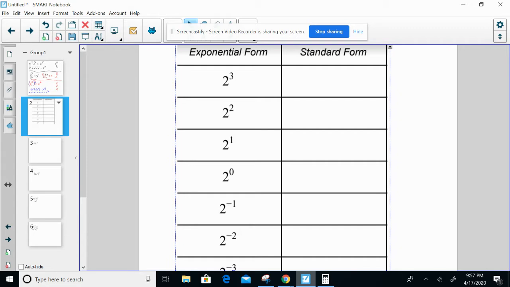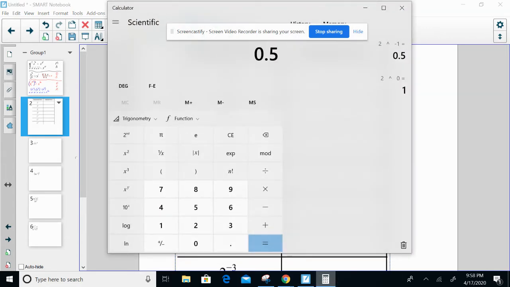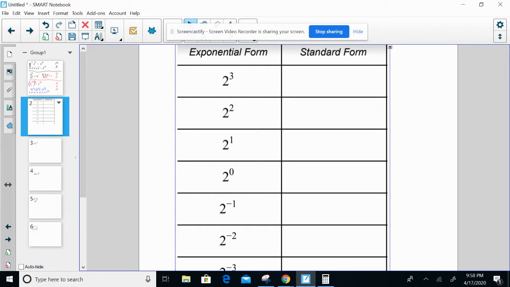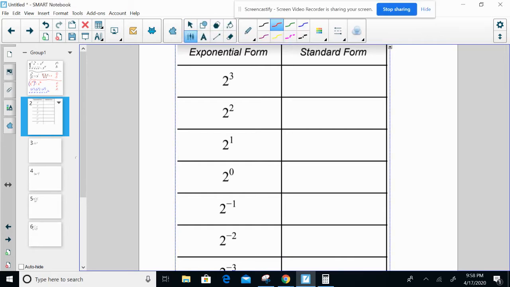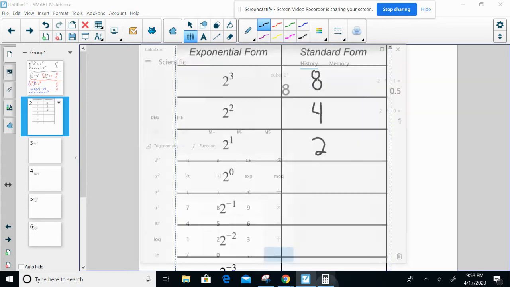And it turns out that when we fill in this table and we just start in the positives and go into the negatives, I think it'll become pretty clear to you. So let's use the calculator. 2 to the third. That's 8, so let's write that. 8. 2 squared we know is 4. I'm not going to use the calculator for that. 2 to the 1 is 2. All right? 2 to the 0.